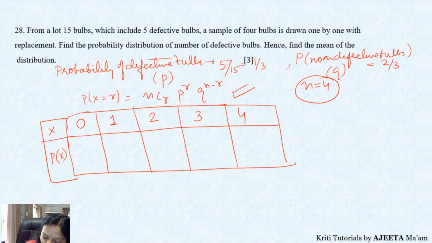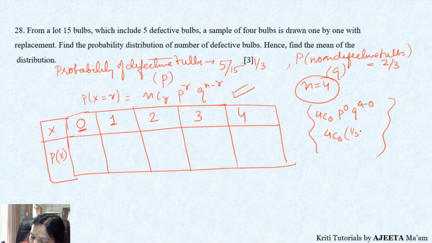So now if I go with this, what will be the answer here? Let me solve one or two in detail and then we will write the answers. So 4C0, P raised to 0, Q raised to 4 minus 0. This will be the case for the first one. What is P? 1 upon 3. What is Q? 2 upon 3 raised to 4. So what will you get? 4C0 is 1 only. 2 raised to 4 कितना होता है? 16. और 3 raised to 4 कितना होता है? 81. So this will be the case for x is equal to 0.